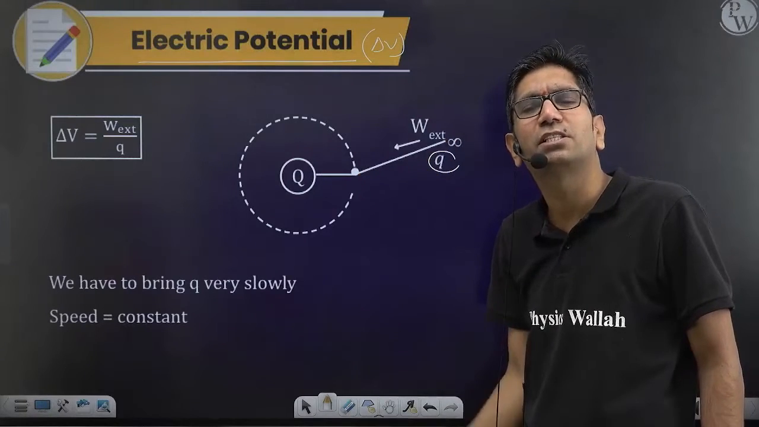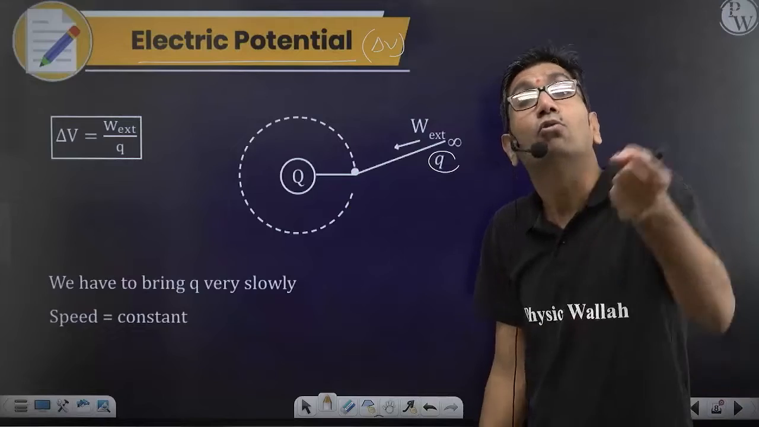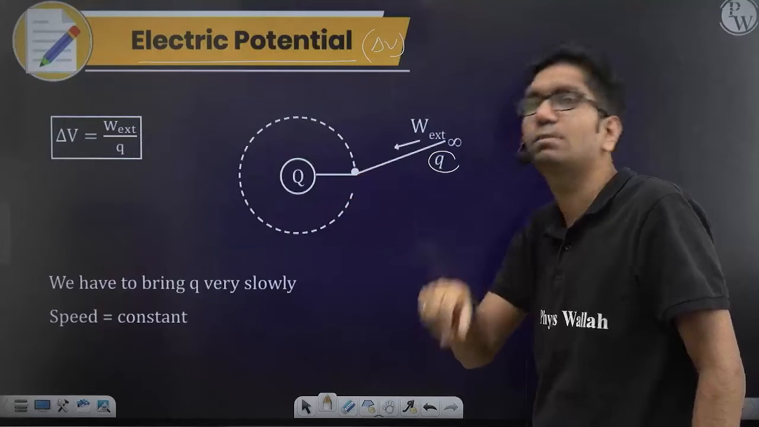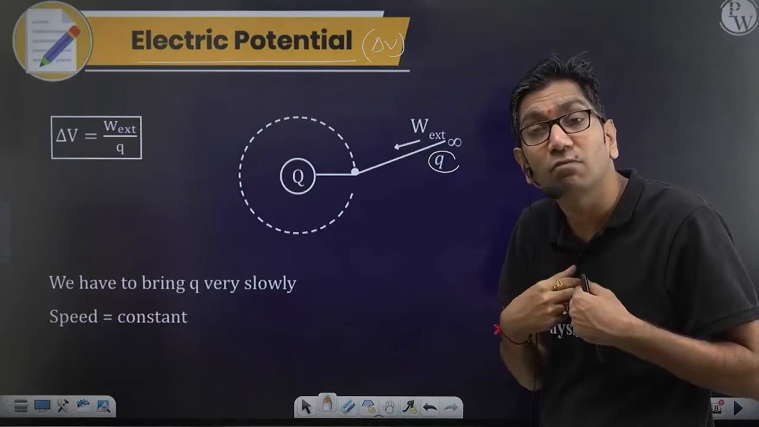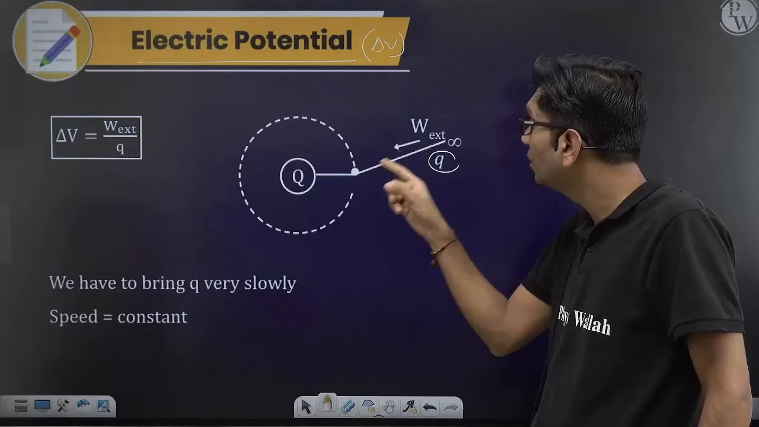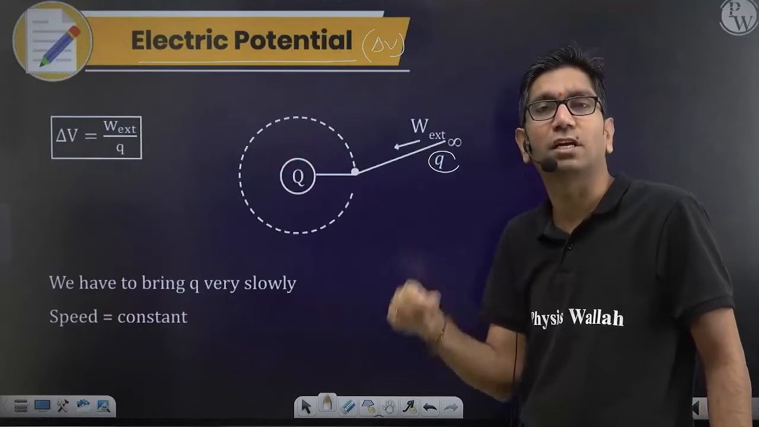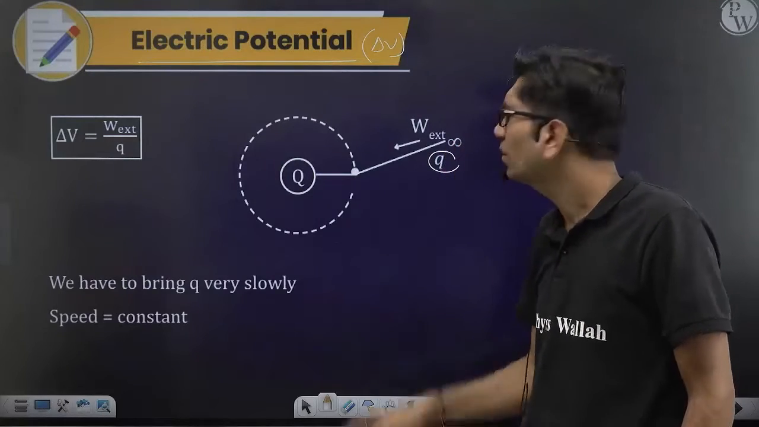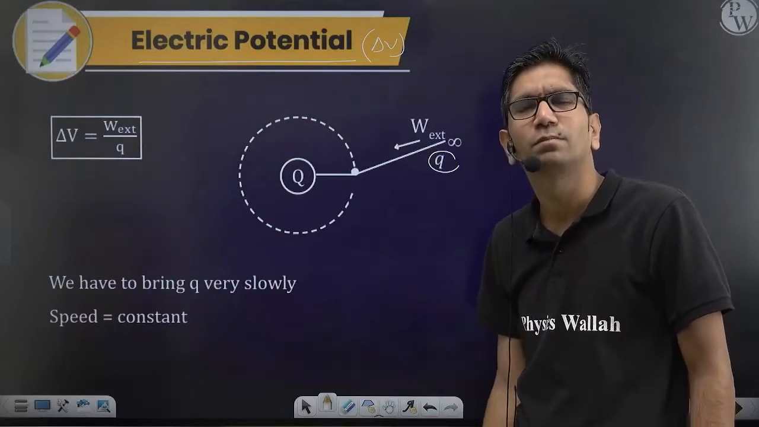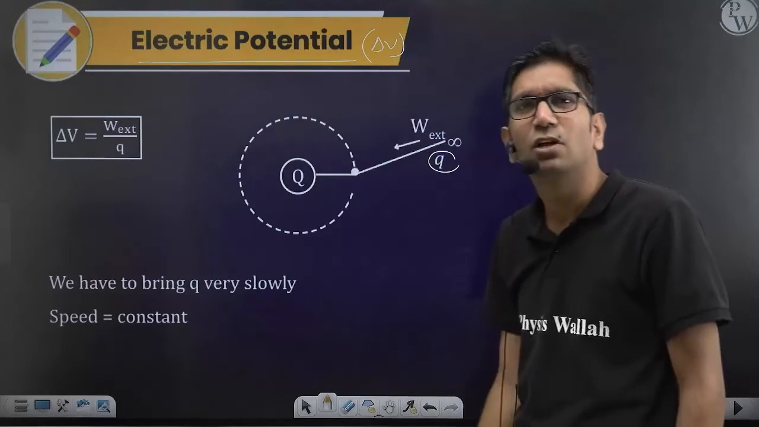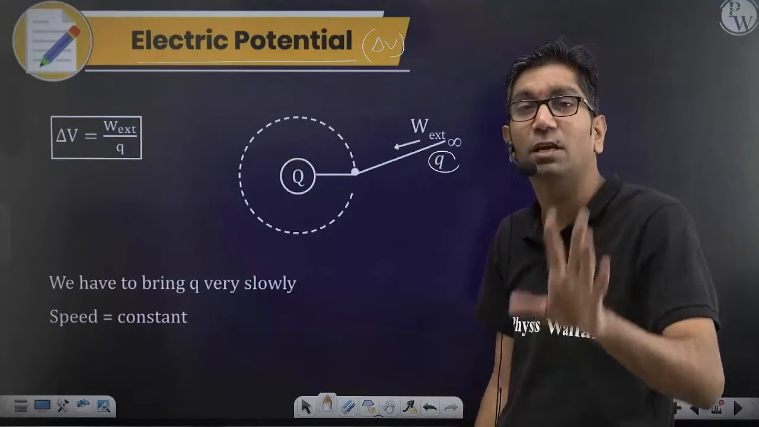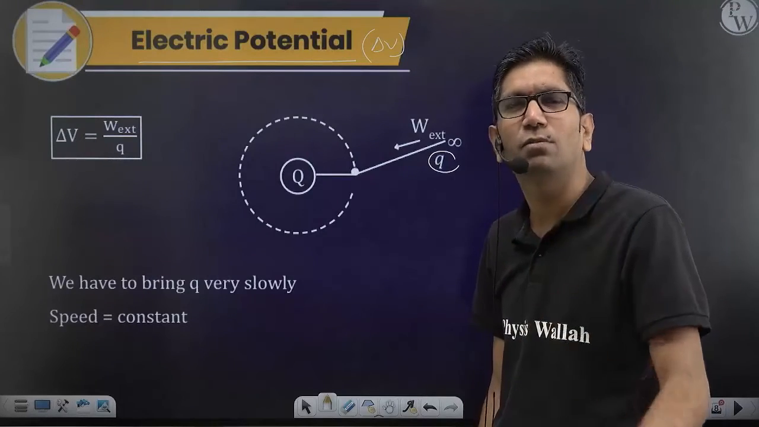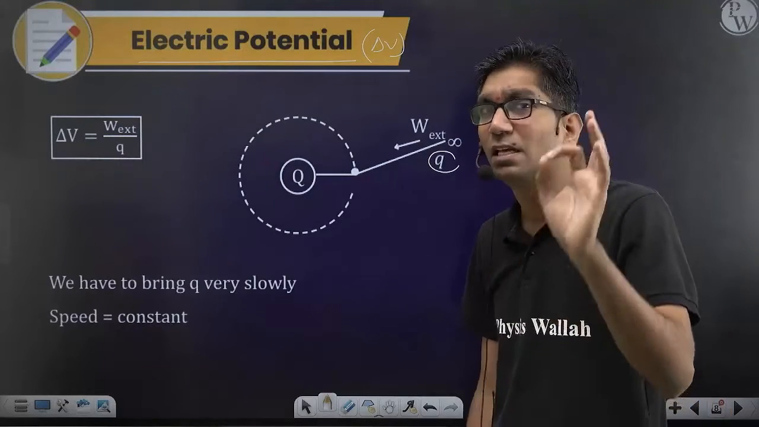Sir, why are you bringing this charge from infinity to this point? To calculate the potential of this charge at this point. I am doing the work of bringing the charge here to calculate the potential. Sir, why are you keeping the charge at infinity? Why not somewhere here or here? Actually that is a very lengthy process. To explain it takes nearly 45 minutes. But I have to finish this in a few minutes only, because this is a summary series.